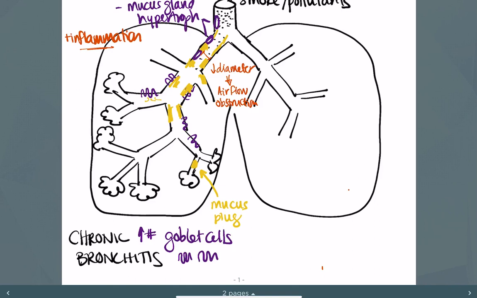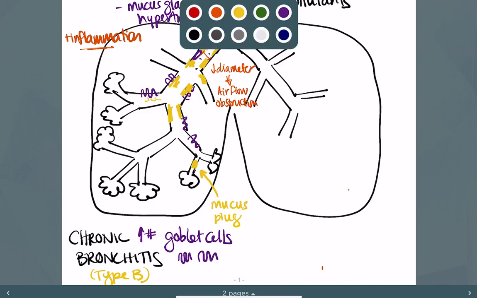And this leads to the airway trapping that comes with chronic bronchitis because it's completely blocked the airway, whereas in the upper, larger airways, it just reduces the diameter. So that's the chronic bronchitis, or sometimes referred to as type B COPD.